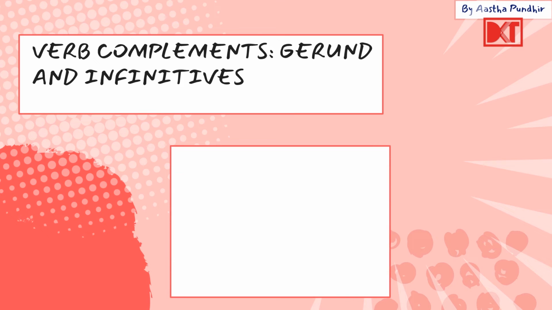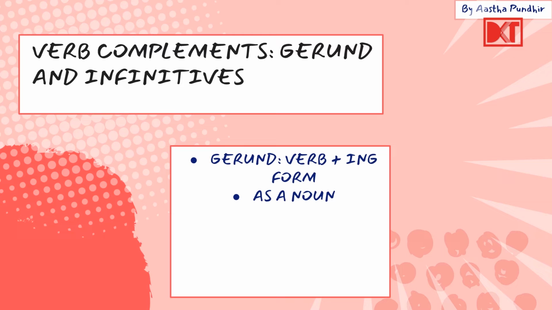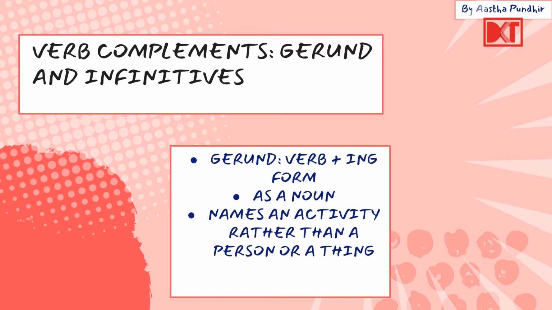Okay, so here we have these two verb complements which are necessary to be learned: gerund and infinitives. Now, what are gerunds? A gerund is the verb plus ing form, and it is generally used as a noun. Remember this. And what do they do? They name an activity rather than any person or a thing.